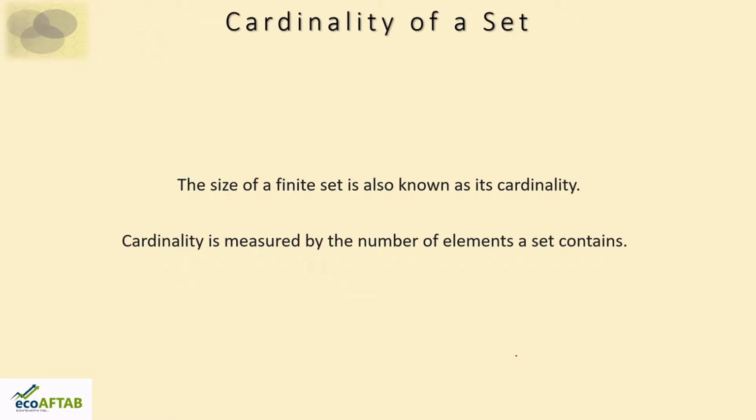In the previous examples we saw 3 cars, so 3 cars means cardinality is 3. 4 boys, cardinality is 4. 5 vowels, A, E, I, O, U, so the cardinality is 5. So the number of elements, many times we refer to it as the cardinality of a set.